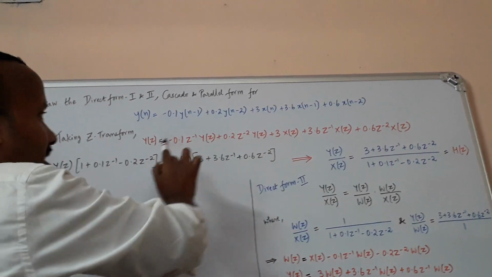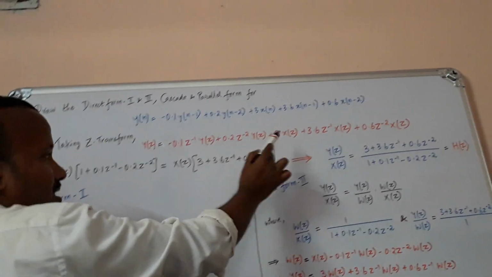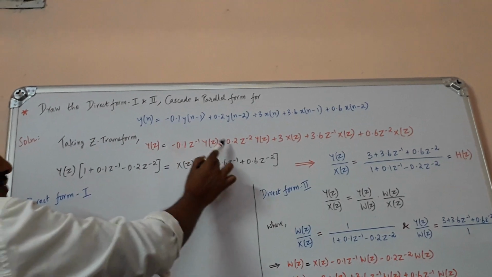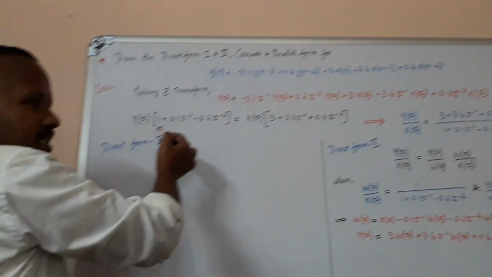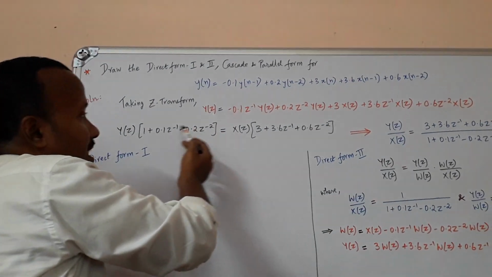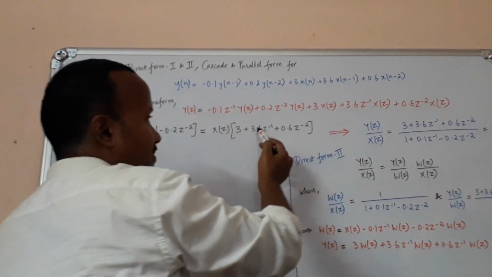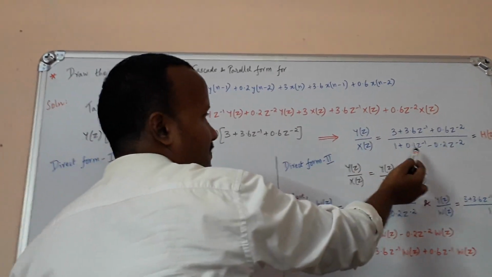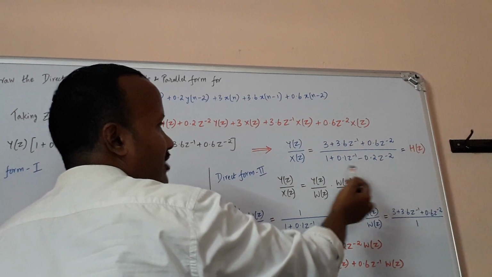Clear? Take y of z one side, x of z another side. This minus plus will become plus, minus will become this side. All this simplification I did not tell. Find y of z by x of z. This will be on the top and this will come in the bottom. Okay, so h of z we have found out.